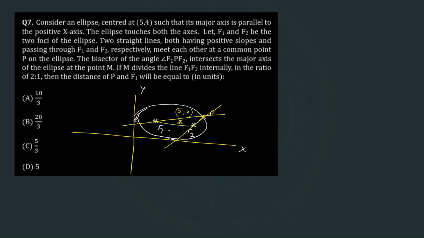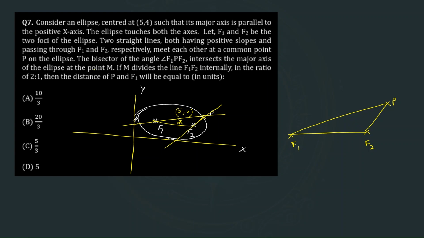If we draw this diagram a little bigger here, this is the horizontal line. This is F1 and this is F2. And this is the point P on the ellipse, and this is the line PF1 and this is the line PF2. Both have positive slopes. So in this case, we can see the diagram is not correct. So let us draw it a little more accurately. So the diagram will look somewhat like this. This is the point P and these are the two lines.